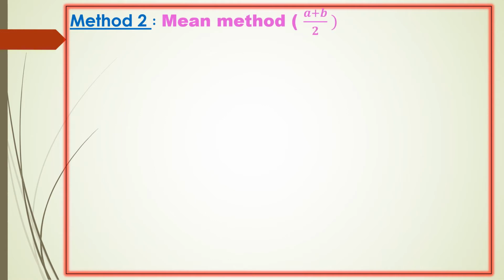So here is your next method, the mean method. So mean is nothing but average. Here I am taking sum of two numbers, so I should take divided by 2. If you are taking sum of 3 numbers, you should take divided by 3. Sum of 4 means divided by 4. It is nothing but sum of observations by number of observations.